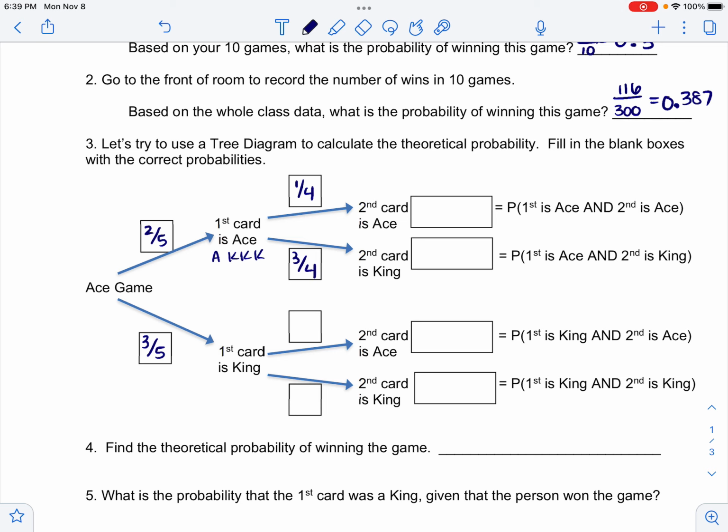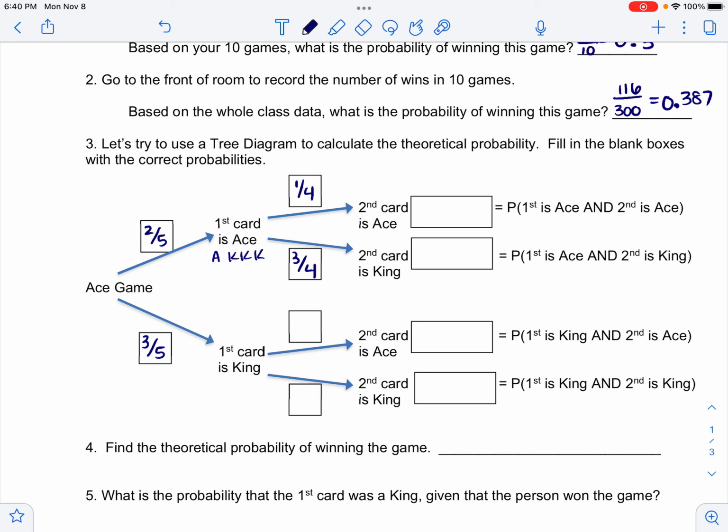And then the probability that the second card is a king, well, there's 3 kings out of 4 cards total. So notice how the probability has changed now from before, and that has to do with the fact that there is no replacement in this, right? Now I only have 4 cards to choose from, and the probability of pulling each different card is different.